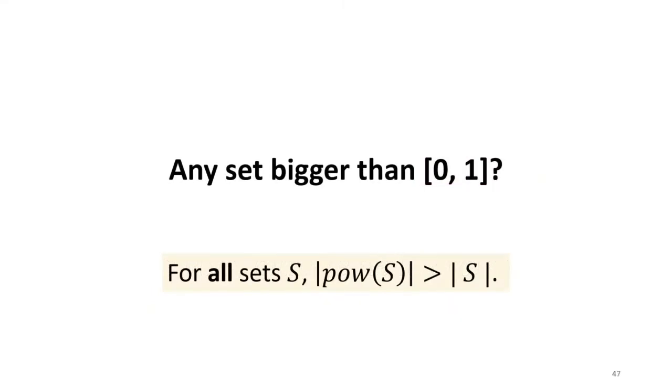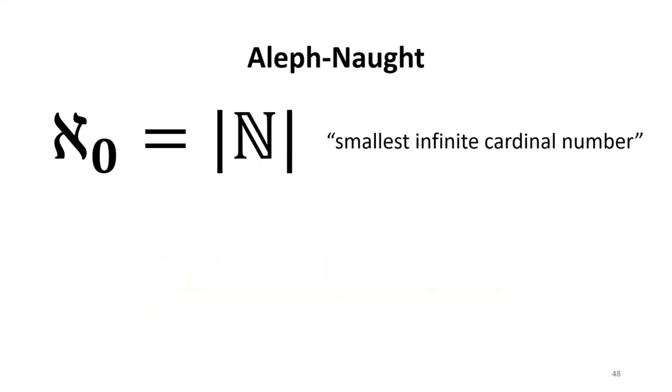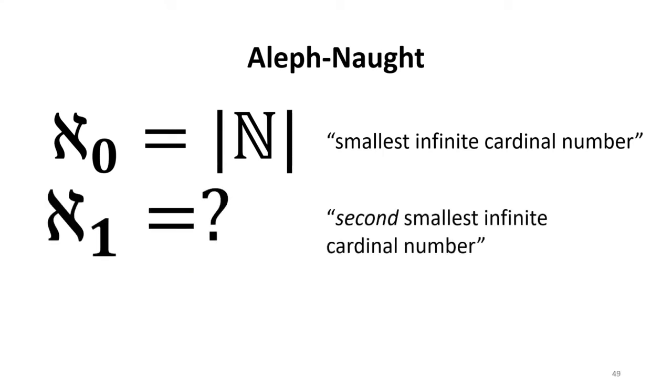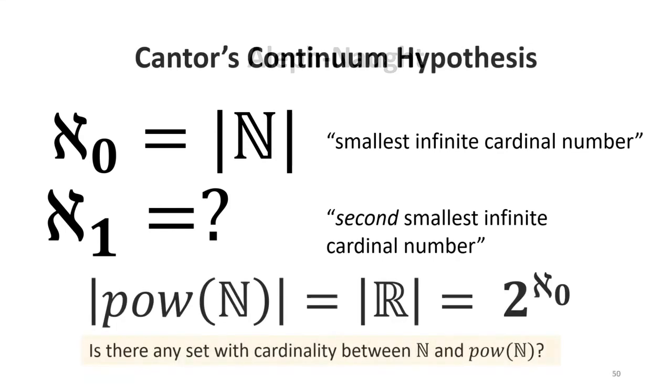So the big question, we've got the natural numbers. We can call that the first infinite set. And we've got the power set of natural numbers, which we know is the same as the number of reals and the same as the number of binary strings. What we don't know is if there is anything between those two.